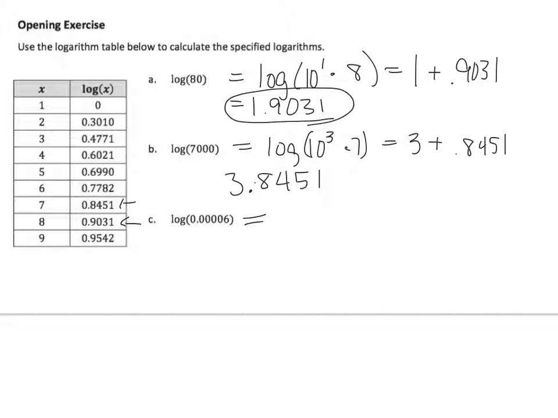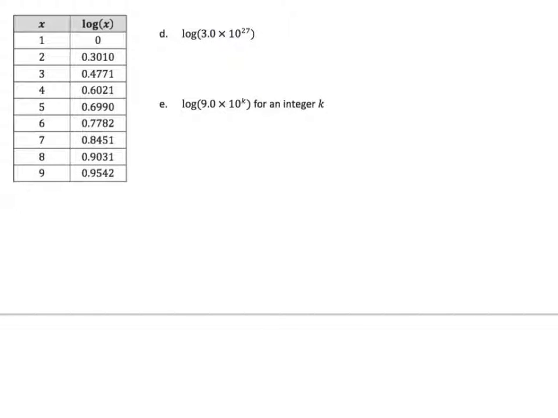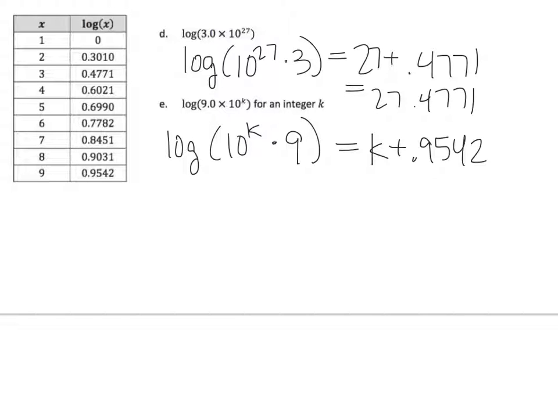Last one on this page. There's a few more on the next page. Log 10 to the negative 5 times 6 equals negative 5 plus log 6, which is 0.7782, which gives us negative 4.2218. Okay, you guys try these two on your own. I know you can do it. All right, there you go.